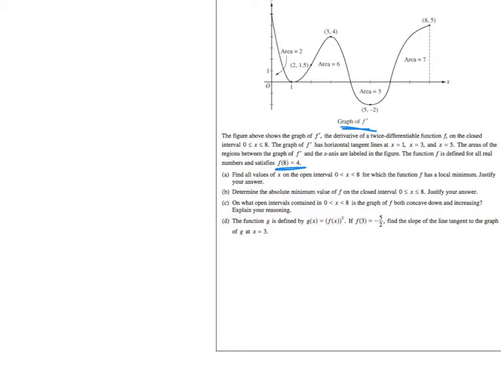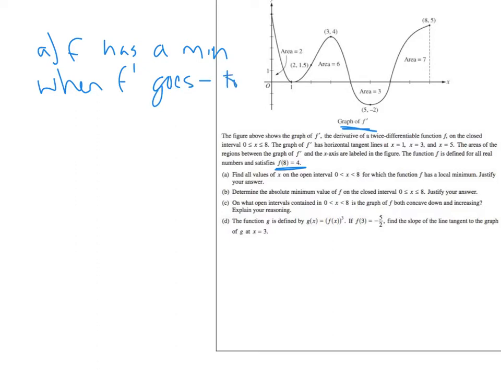Okay. So f has a min when f prime goes from negative to positive. I don't have to worry about endpoints because it's an open interval. So f has a min at x equals 1, 2, 3, 4, 5, 6. And is that it? Yes.